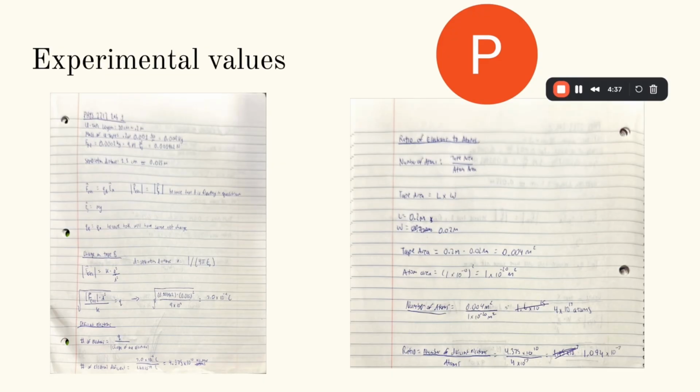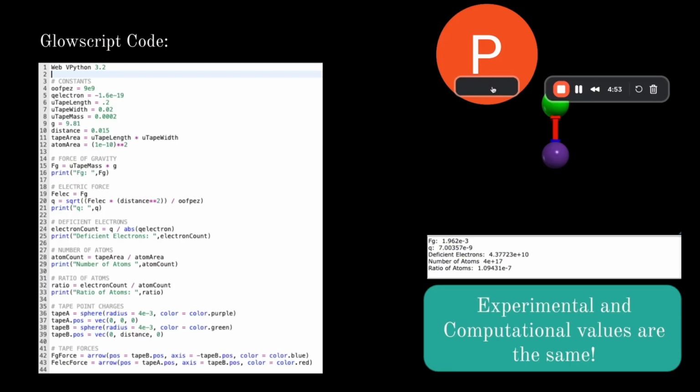But what's important to keep in mind is our force of gravity, our calculation for Q, which is our point charges, our deficient electrons, the number of atoms, and the ratio of atoms. And we have all that included here. So this is my GlowScript code. The first section here is the constants. We already went through these, but the only thing new here is the atoms area, which was given to us in the lab instructions, and the tape area was just the length times the width of the U-tapes.